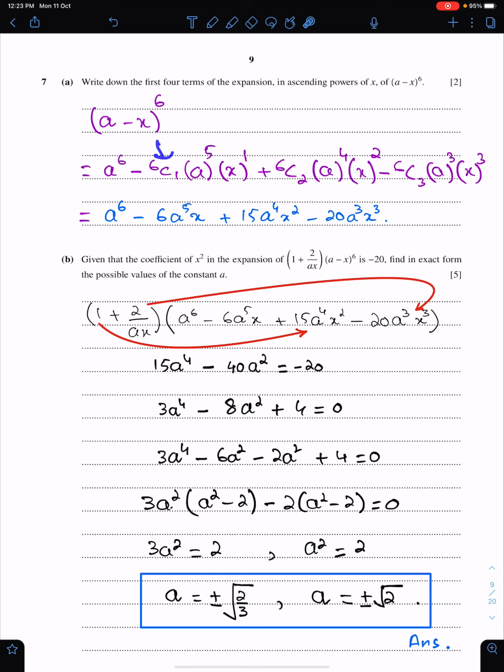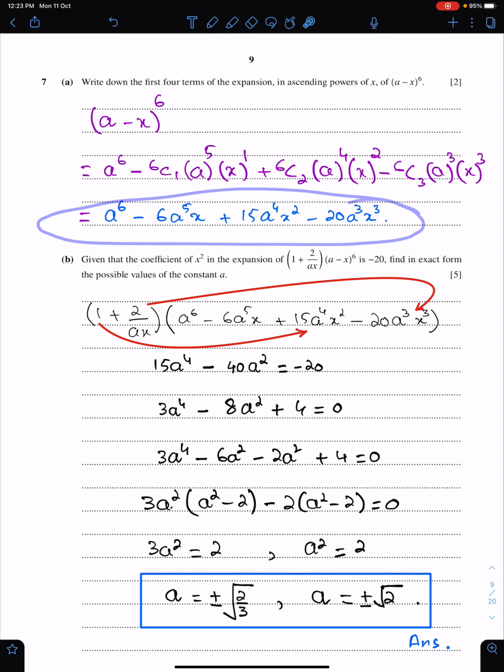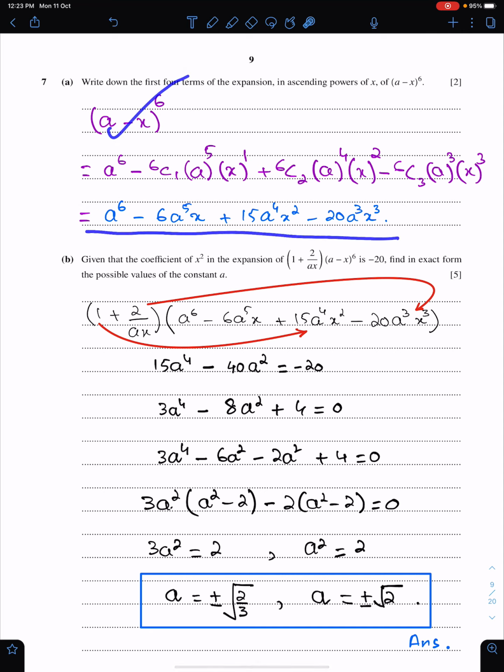So 6, 1, a to the power 5 and x to the power 1. Don't take the sign of this second term here, because this sign is already here. So these are the first 4 terms of this expansion in ascending powers of x. Part B. Given that the coefficient of x square in this expansion is minus 20, find in exact form the possible values of the constant a.